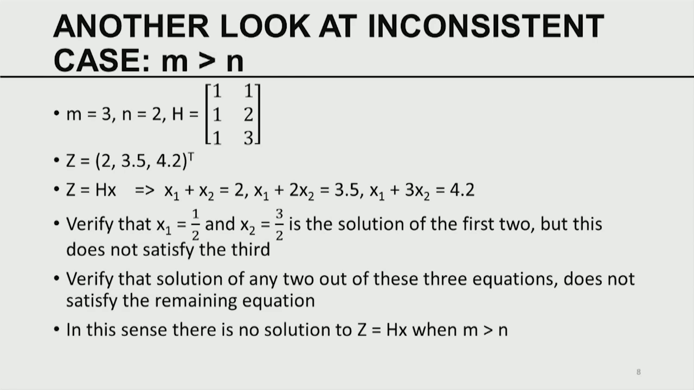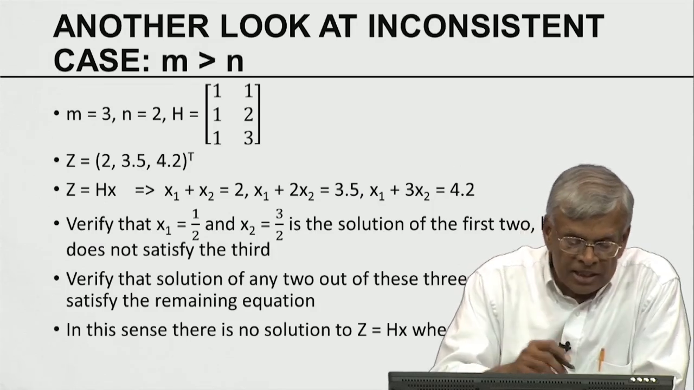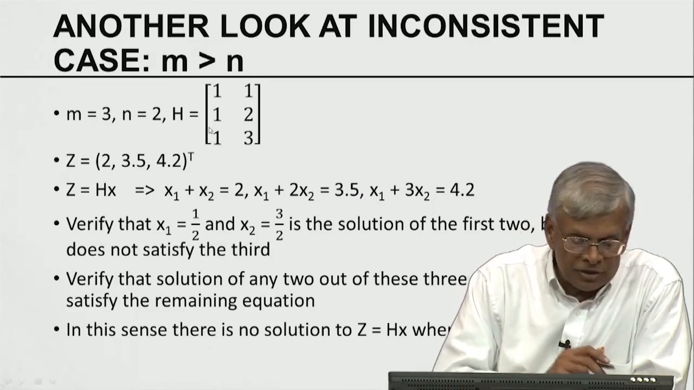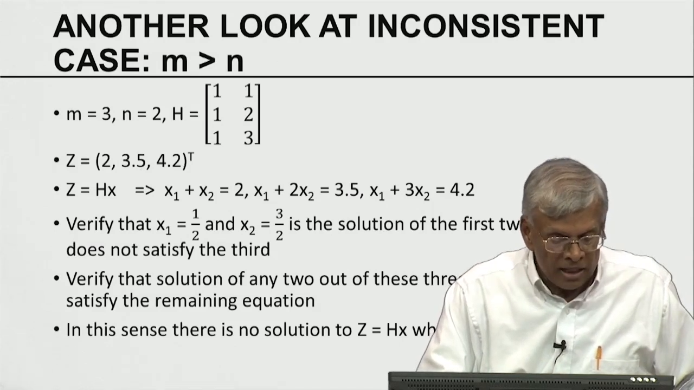Let us take another look at the inconsistent case by giving a little bit more specific example. I consider the same H, but I consider a vector for observation which is slightly different from the one that we had.